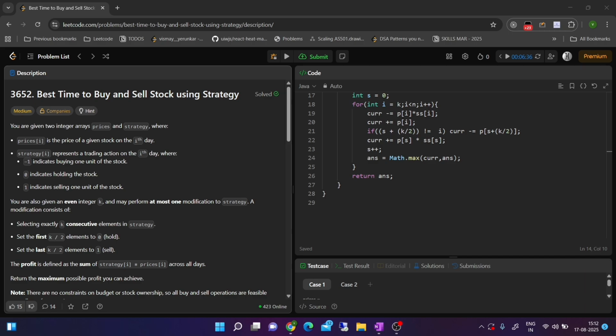So generally the problem first of any of the weekly or bi-weekly contest, it's easy. 90 to 95% of the times the problem is easy. But this one is medium, and I think it is actually a medium problem, easy medium I would say.